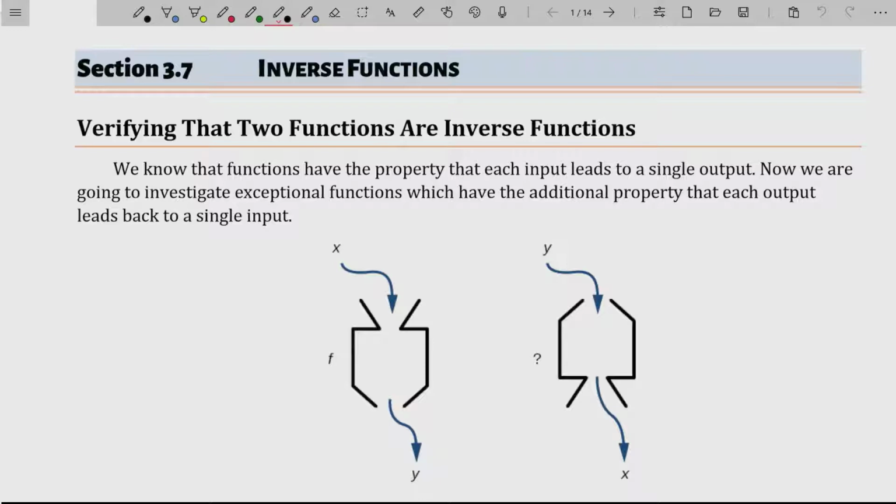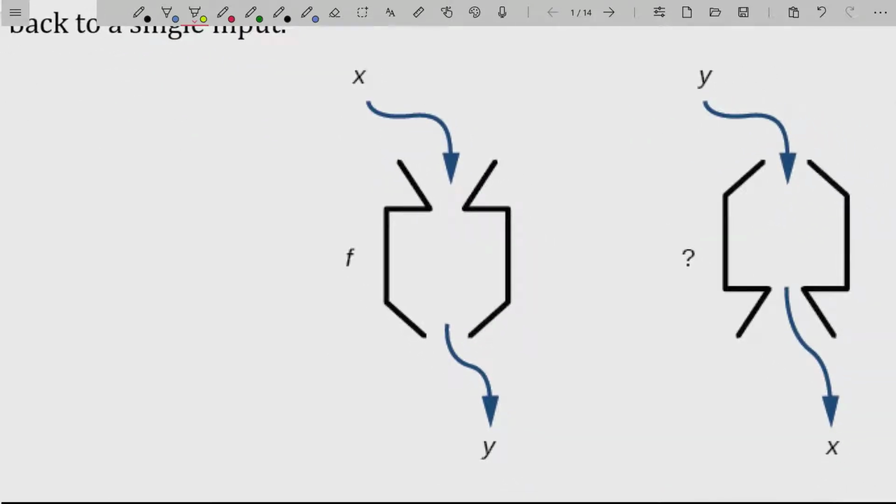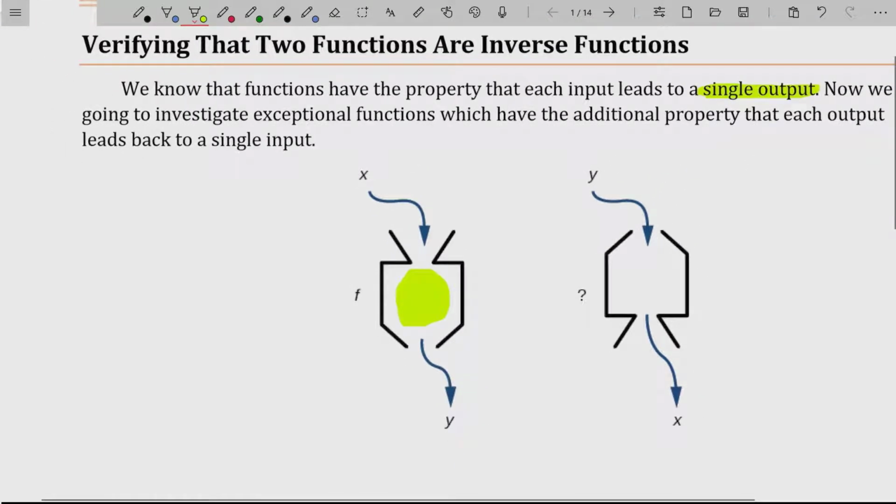So we know that functions have the property that each input leads to a single output. That's a critical part, so I'm going to highlight that. That's the defining characteristic of a function, right? Each input just goes to a single output. So it's this picture right here. X, you plug into the function, and something happens on the inside that we just don't know, and all of a sudden it pops out an output that we call Y. And it won't pop out two different outputs, so there's no possibility for it to pop out Y and Y2 or something like that. That won't happen, because if that happened, it would not be a function.